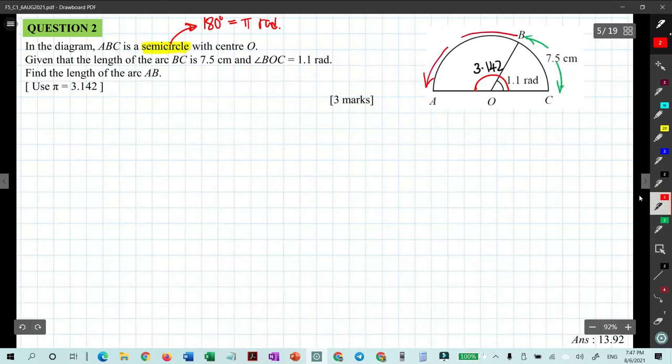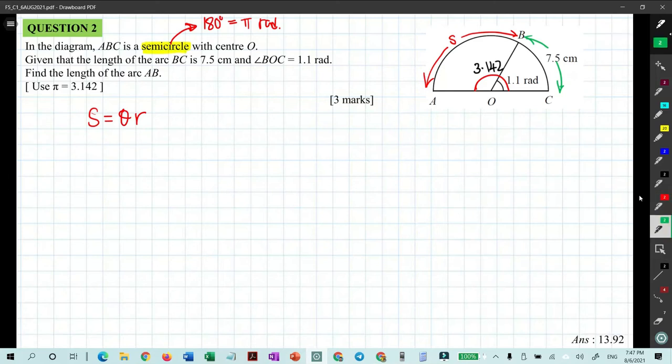So what we need to do is find the arc length AB. In order to find this S, you must use the formula S equals theta r. But now the problem is we don't know the value of r. And how about theta? Theta can be calculated because you already have the angle AOC, which is 3.142. When you minus 1.1, you're going to get this angle AOB.